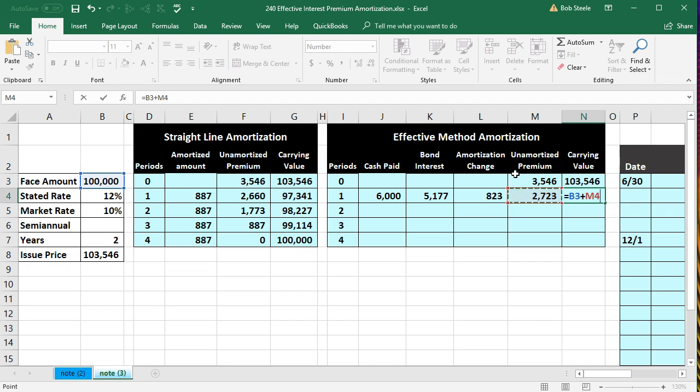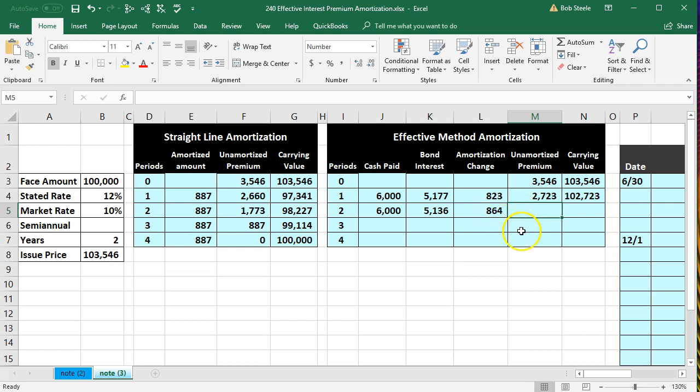So we'll go through this a few more times. It'll be very similar here. We're going to say the cash paid will be equal to, and again, we could just point to the 6,000, but I'll do the calculation again because we want to really get down the difference between the stated rate, when to use it, and when to use the market rate. So it's going to be the 100,000 times the stated rate, the rate on the bond, divided by 2. And then the bond interest is going to equal the carrying amount times the market rate, divided by 2. And then the difference is going to be the 6,000 minus the bond interest, the payment minus the interest. That'll give us the change in the premium.